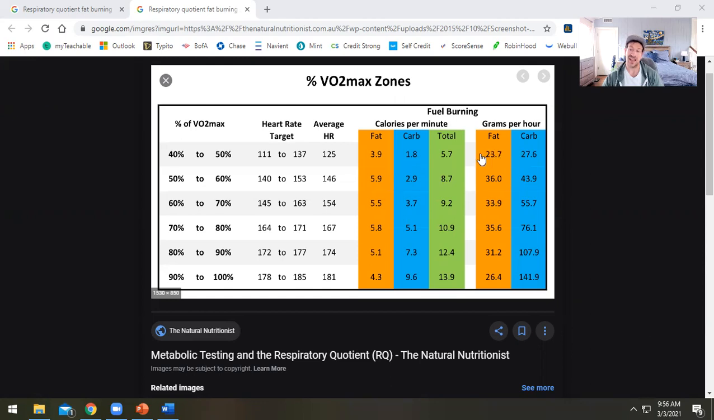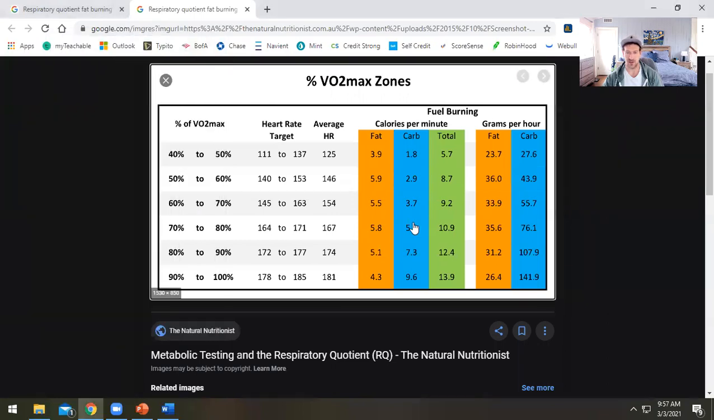That's because there's 9 calories in a gram of fat, 4 calories in a gram of carbs. That's why the number here is higher, even though the calories here is lower. So this person burned 5.7 calories per minute, which is 1.8 carbs, 3.9 fats. That's a lot of fat in terms of percentage. So what percentage is that overall, right?